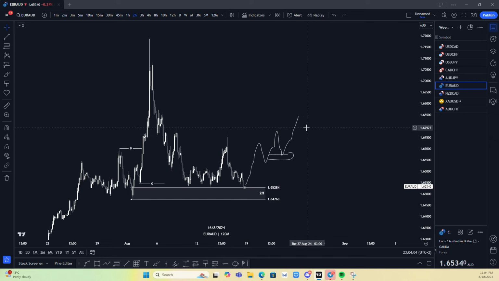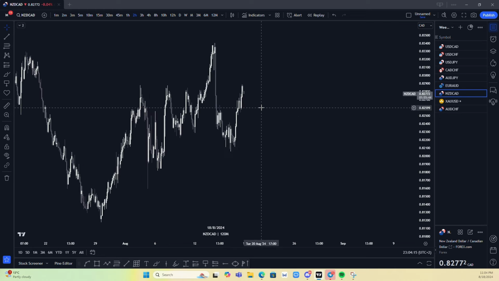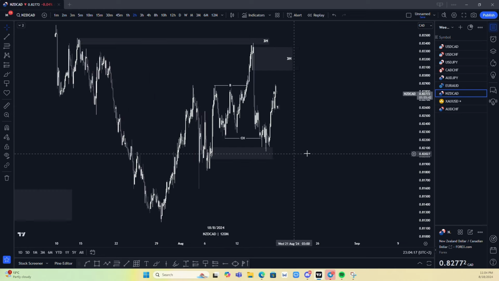Okay, so taking setups like this always has more probability, because you're going with the overall trend, not against it. Okay, so now moving on to our next pair, we have NZD CAD.